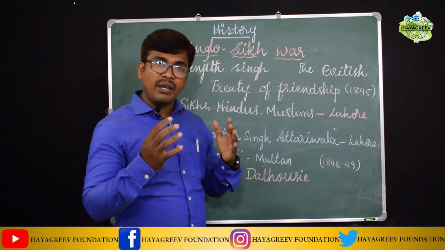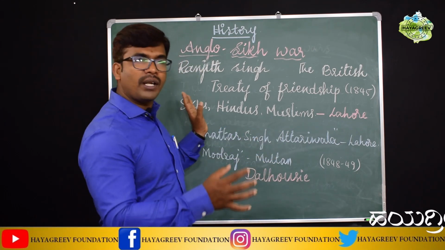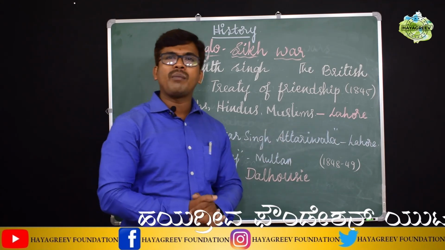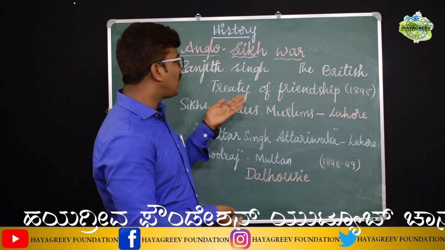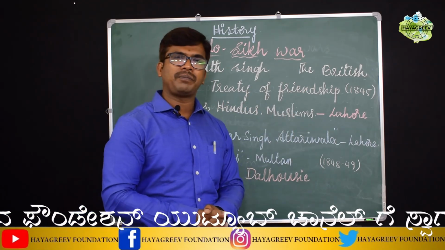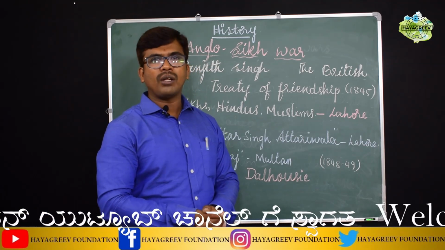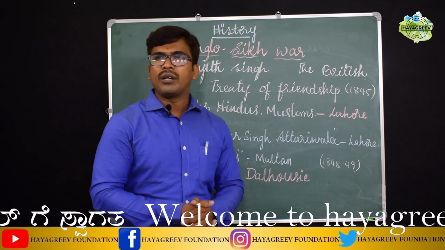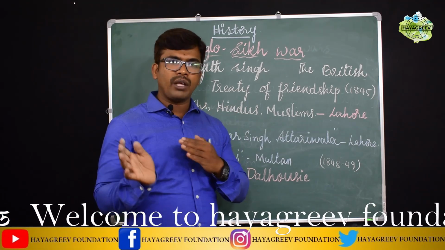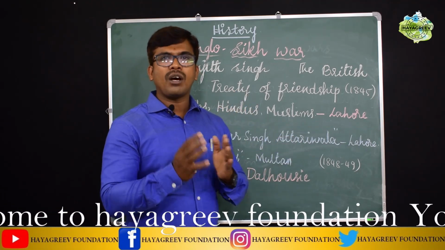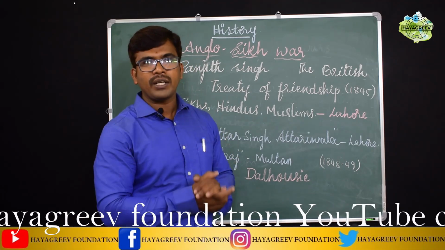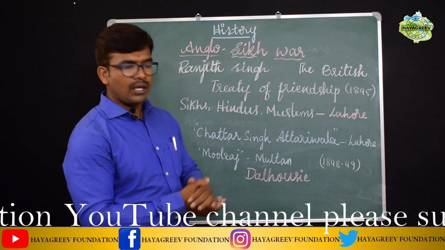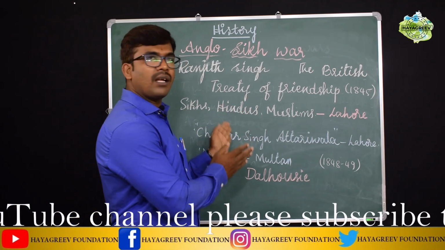The British defeated this alliance. So finally, the Lahore Agreement was made between the Sikhs and the British. According to the Lahore Agreement, the Sikh ruler Dulip Singh had to give away Jammu and Kashmir to the British, and the British also forced Dulip Singh to keep a resident in his court.